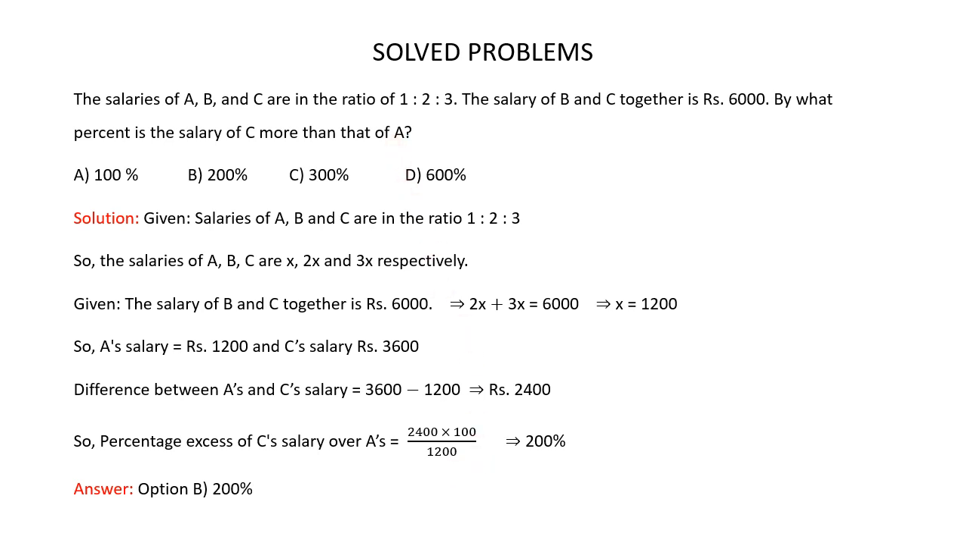So since in this question we have to find what percent is the salary of C more than that of A, A's salary is in the denominator. So percent excess of C's salary over A's salary is 2,400 multiplied by 100 divided by 1,200. On solving we get 200%. So C's salary is 200% more than that of A. The correct answer is option B, 200%.